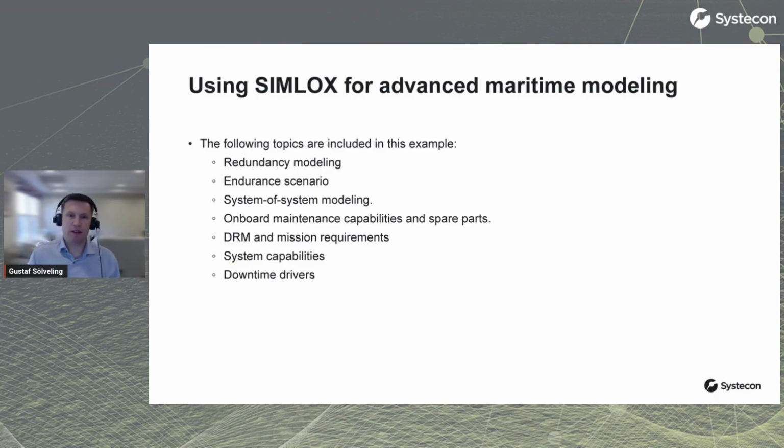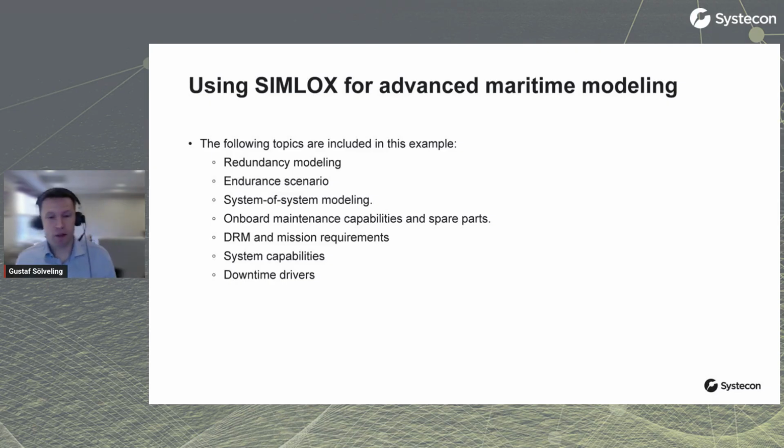So in this example, we'll touch on many of these areas that I've already mentioned. So we'll show some redundancy modeling. We're looking at an endurance scenario, and it is a system of system model. So this is, although not a produced or a real world model, a realistic model that can quite easily be scaled to model a larger system. We do have and model onboard maintenance capabilities and spare parts. We have modeled a DRM, a design reference mission, with corresponding mission requirements.